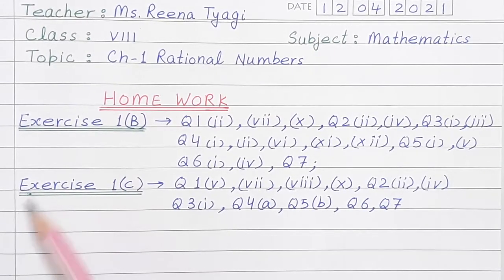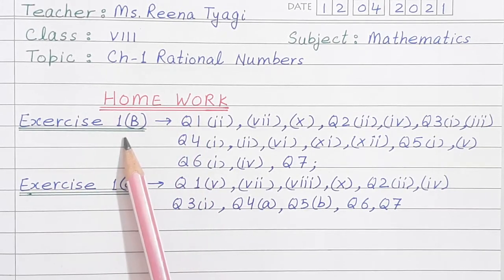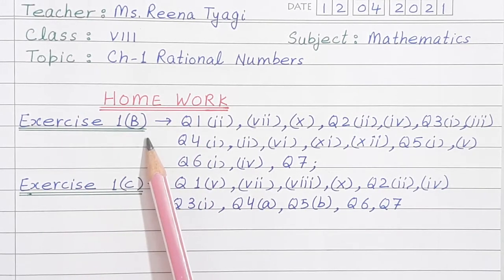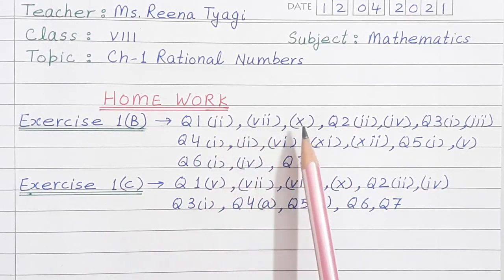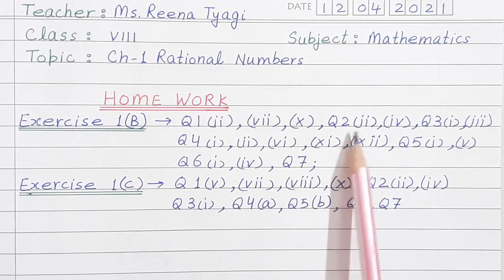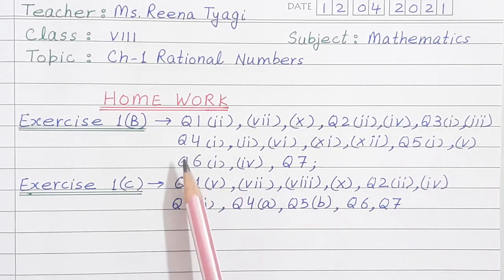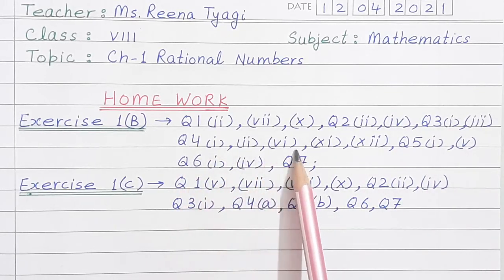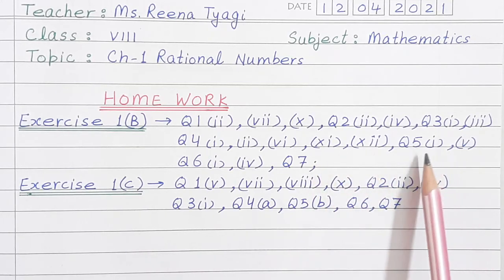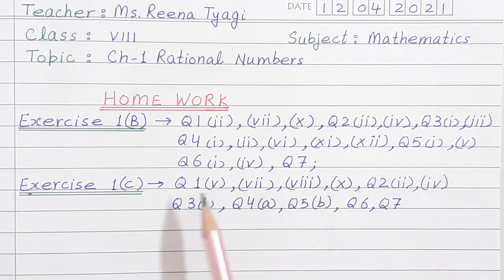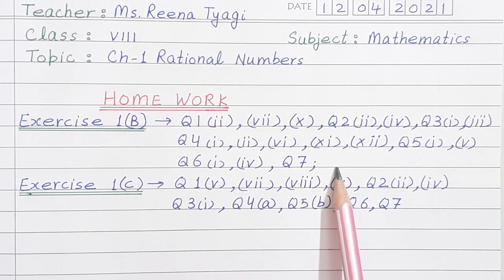So you are required to do the following questions in your maths register. Now the questions from exercise 1B is question number 1, 2nd, 7th and 10th part. Question number 2, 2nd and 4th part. Question number 3, 1st and 3rd part. Then question number 4, 1st, 2nd, 6th, 9th and 11th and 12th part. Question number 5, 1st, 5th part. Question 6, 1st and 4th part, and then question number 7.